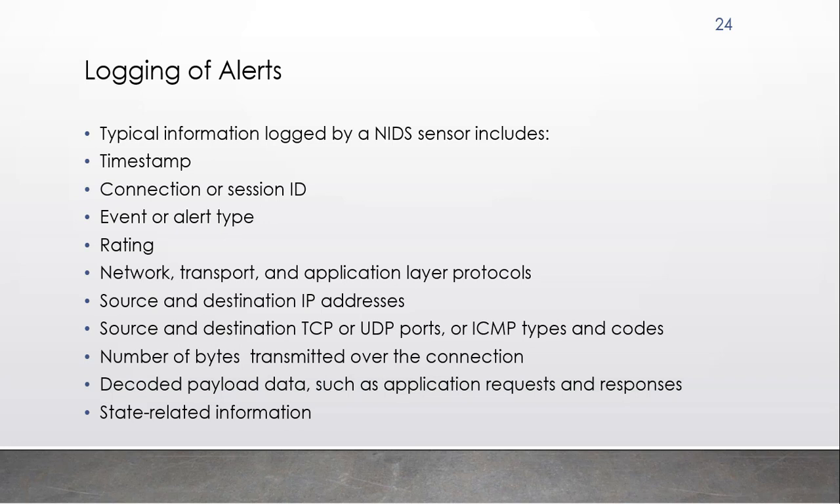Typical information logged by an NIDS sensor includes the following: the timestamp, usually a date and time; connection or session ID, typically a consecutive or unique number assigned to each TCP connection or to like groups of packets for connectionless protocols; event or alert type; rating, such as priority, severity, impact, confidence; network, transport, and application layer protocols; source and destination IP addresses; source and destination TCP or UDP ports or ICMP types and codes; number of bytes transmitted over the connection; decoded payload data, such as application requests and responses; state-related information, such as authenticated username.